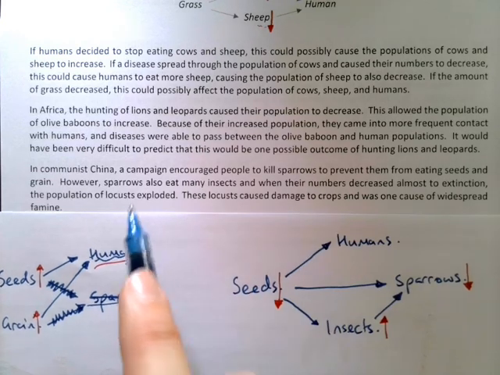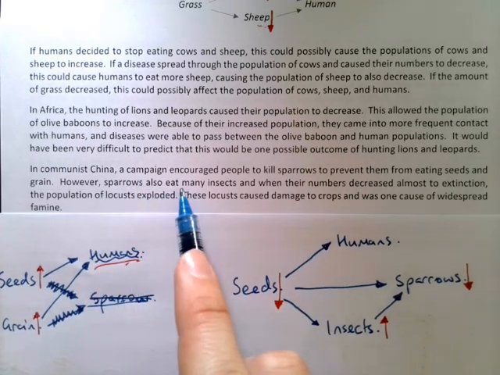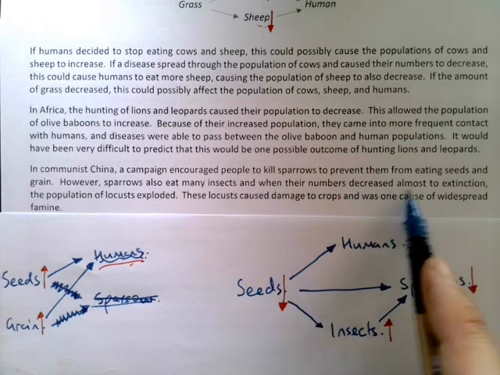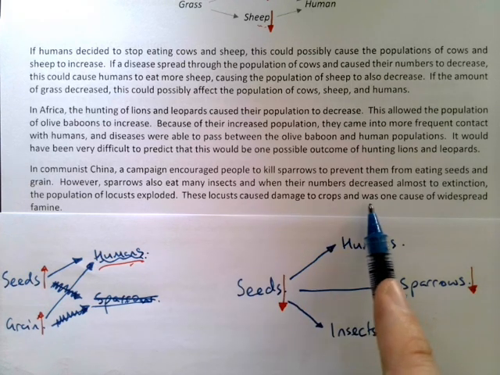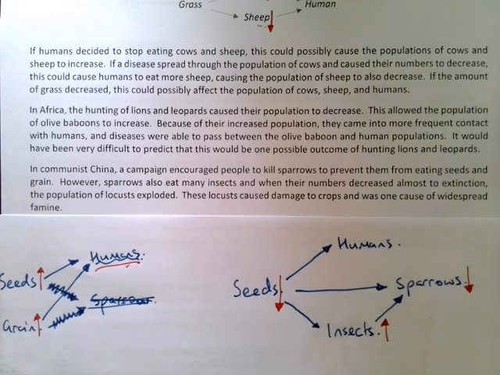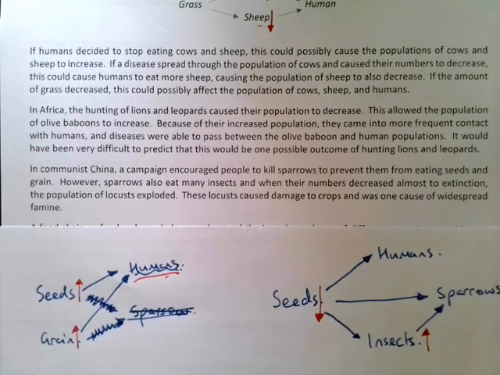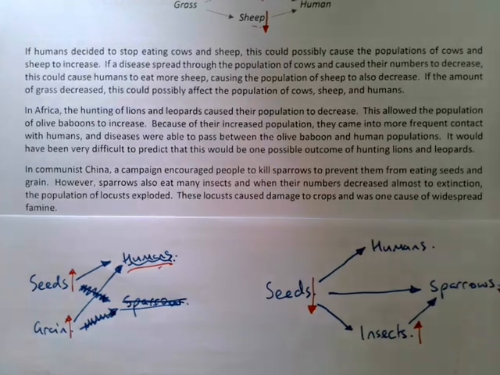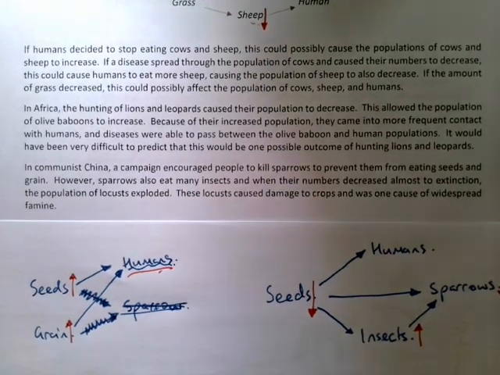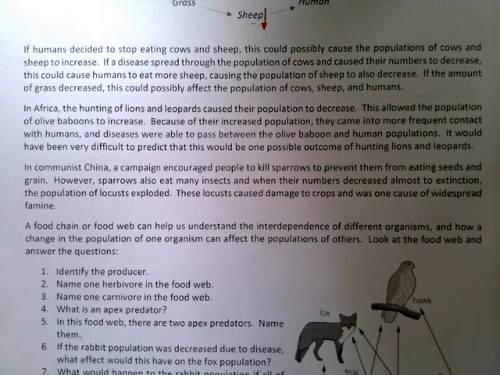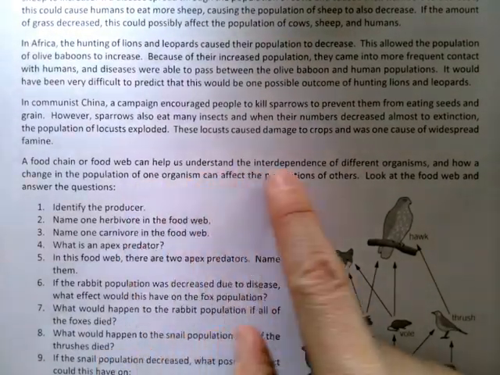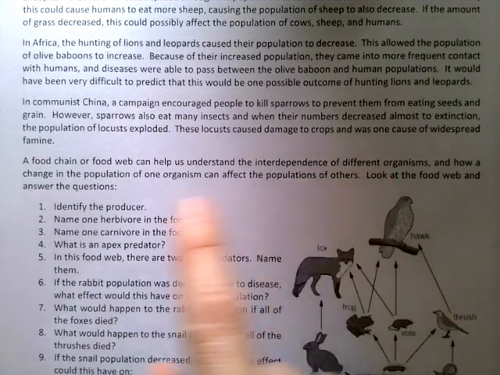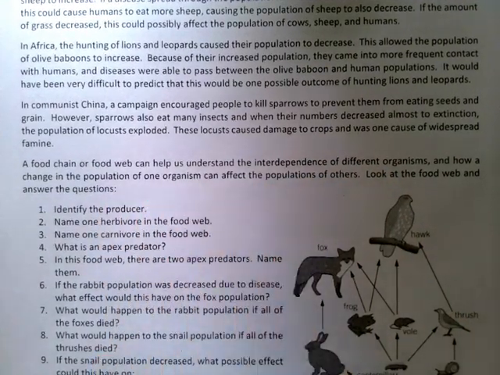So here we can say, however, sparrows also eat many insects, and when their numbers decreased almost to extinction, the population of locusts, a type of insect, exploded. These locusts caused damage to crops and was one cause of widespread famine. So what actually happened in China was, after a few years, the government had to come out and say, look, we were wrong, stop killing sparrows. This isn't having the effect that we thought it would. All right. So a food chain or a food web can help us understand the interdependence of different organisms and how a change in the population of one organism can affect the population of others.